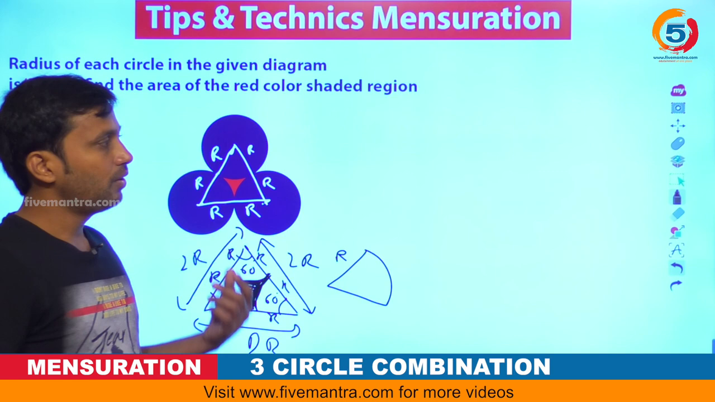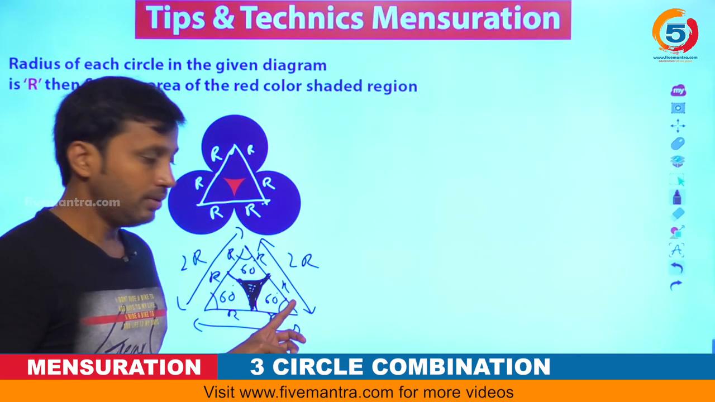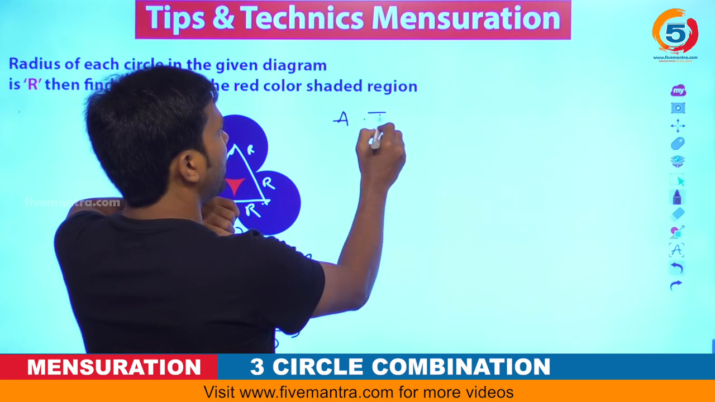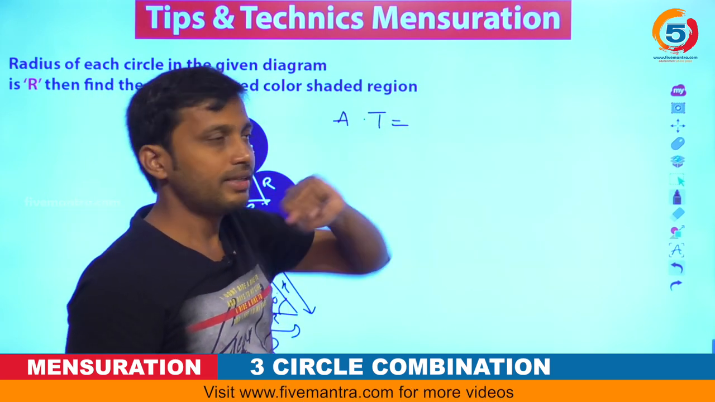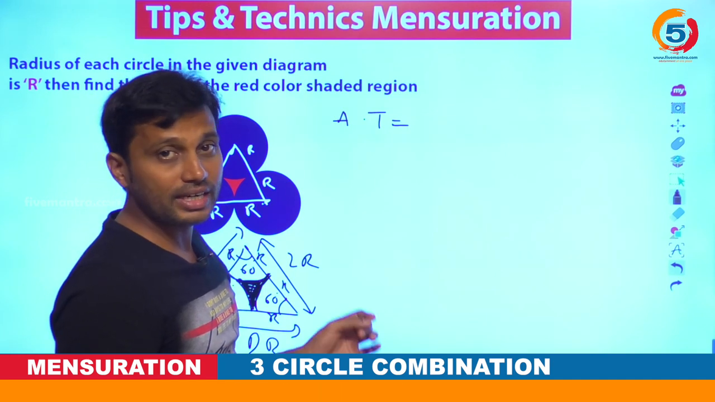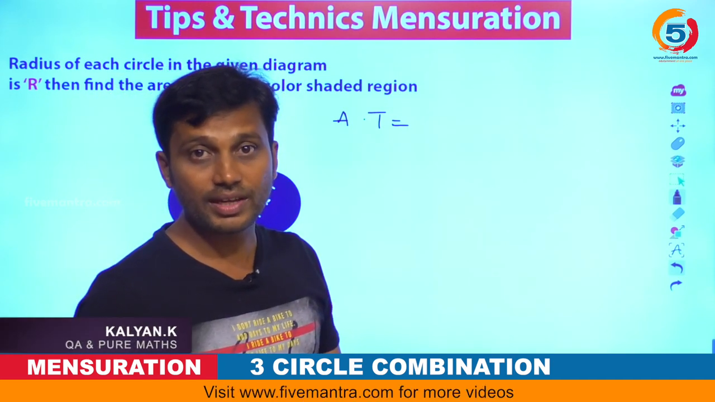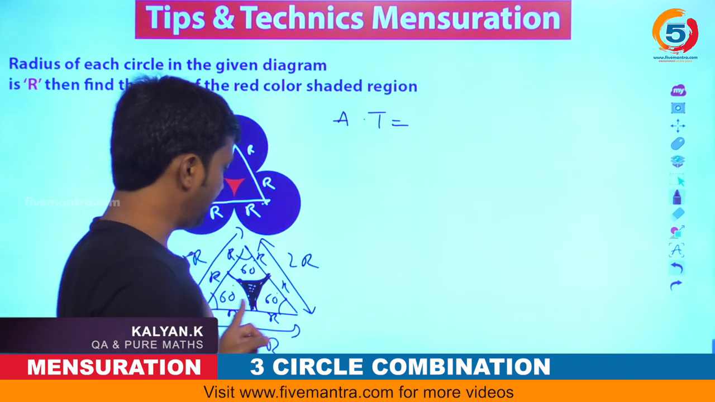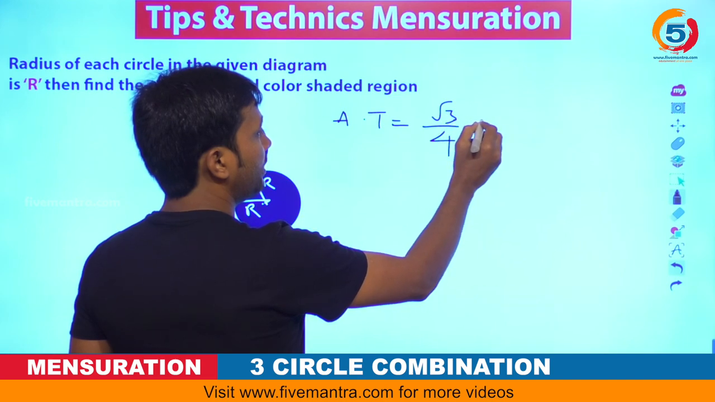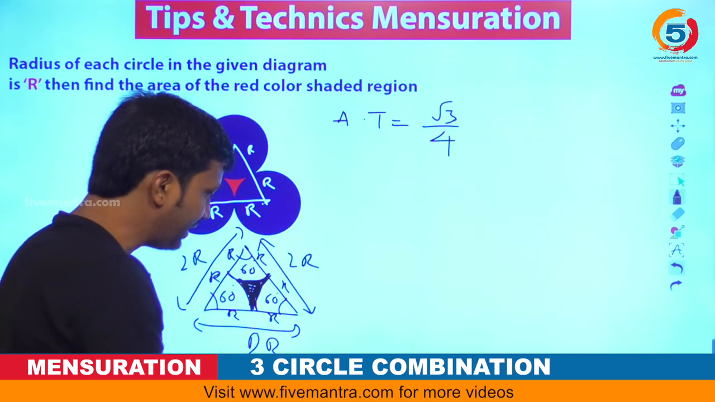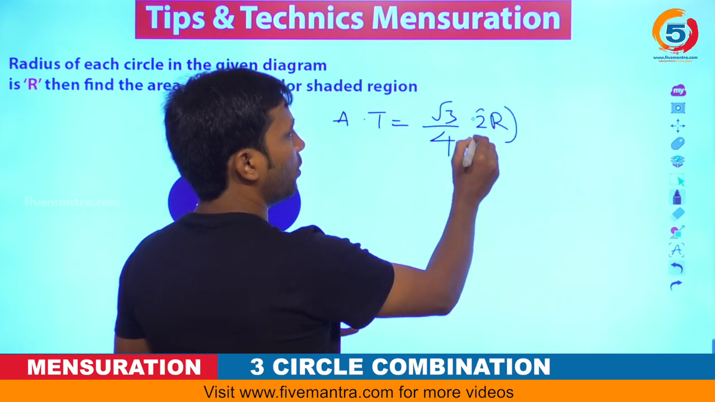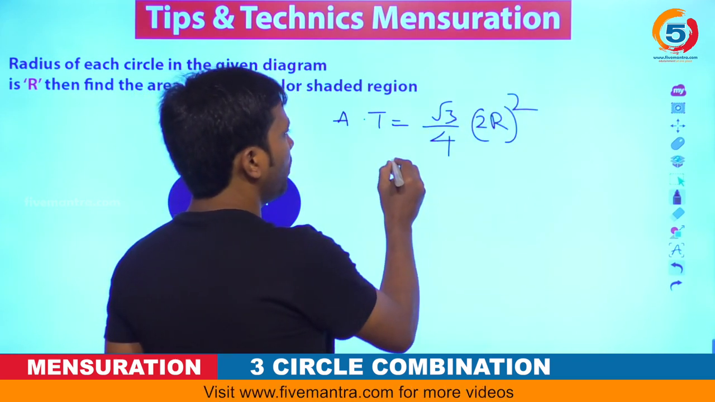That's all. So now we have to find first the area of the triangle. What is the area of the triangle? Here the triangle is in the shape of an equilateral triangle, and the area of an equilateral triangle is root 3 by 4 times a square, where a is the side of the triangle. Here the side is equal to double the radius, so 2r, and a square means (2r) whole square.